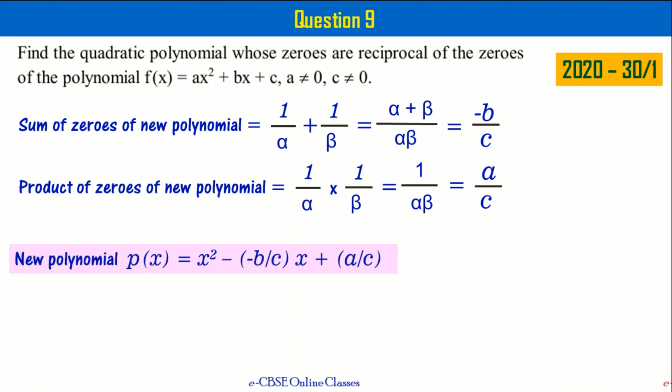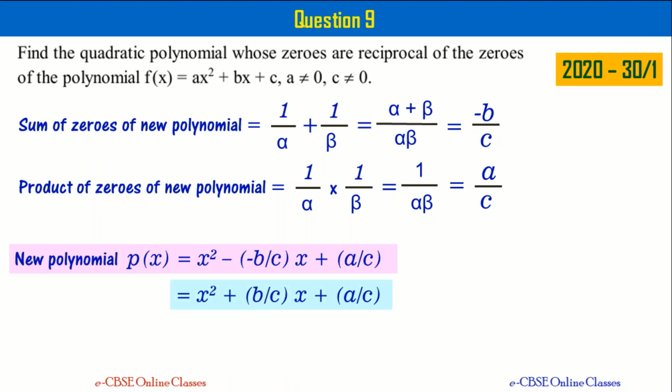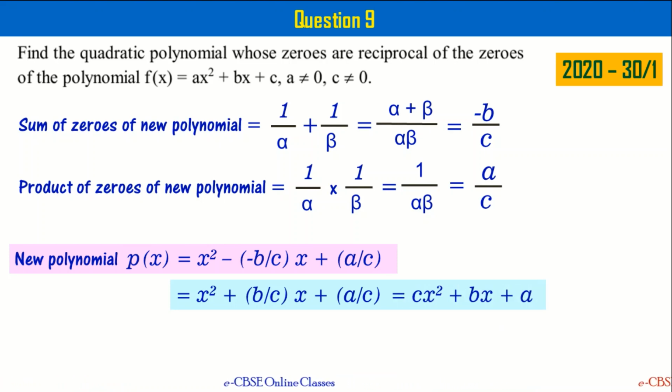Using this, we can write the new polynomial as p of x equal to x square minus sum of zeros, that is minus b by c, times x plus product of zeros, that is a by c, right? Simplify it so that you can write it as x square plus b by c times x plus a by c, right? This can be further simplified and written as cx square plus bx plus a.